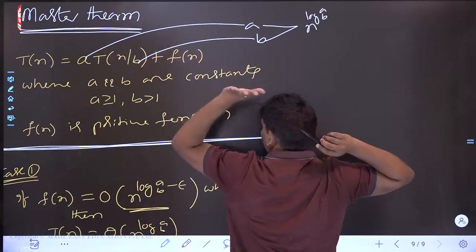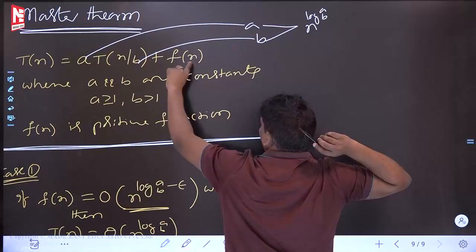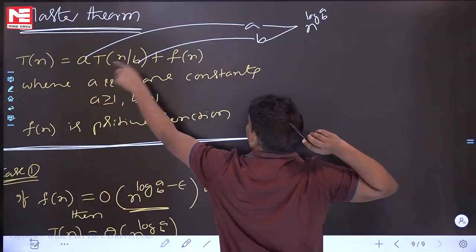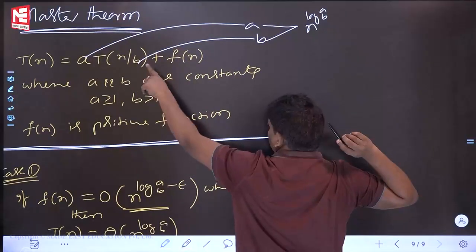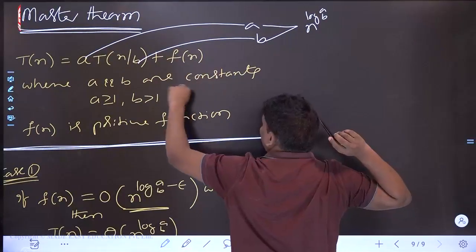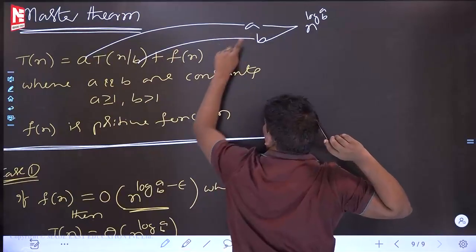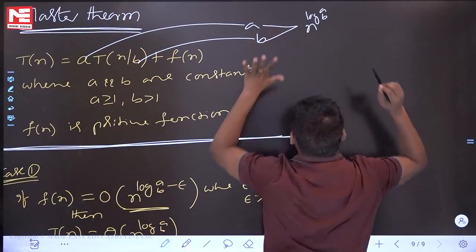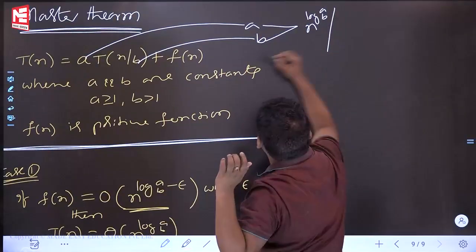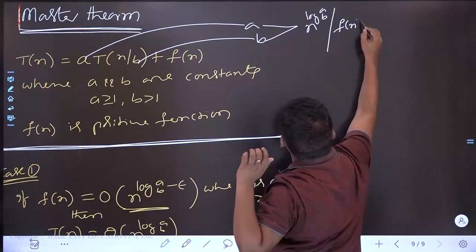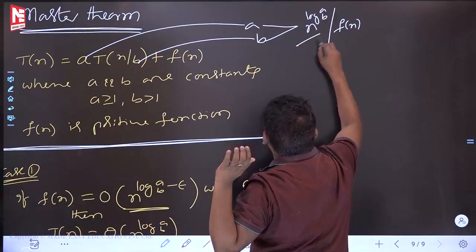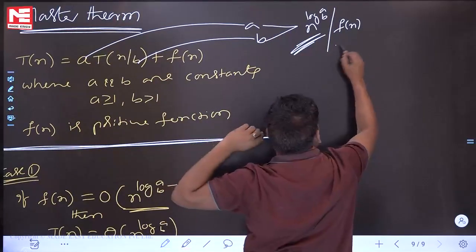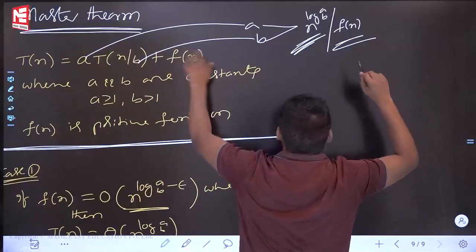If a recurrence is given and you want to solve it using the master theorem, check whether it is in this format or not. If yes, then find what is in the a place and what is in the b place. Using those two, find n power log a base b. Next, find f(n) also. In that recurrence, whatever is there in the f(n) place, that is f(n).